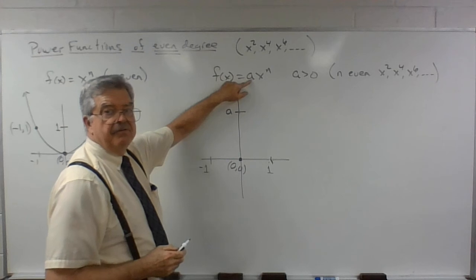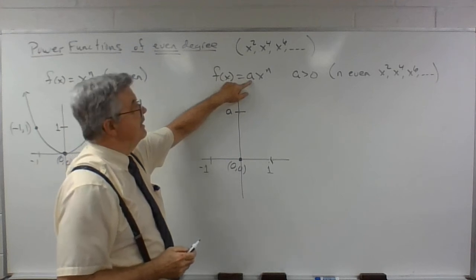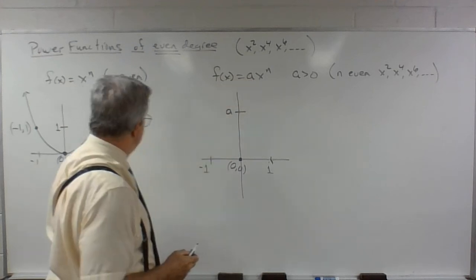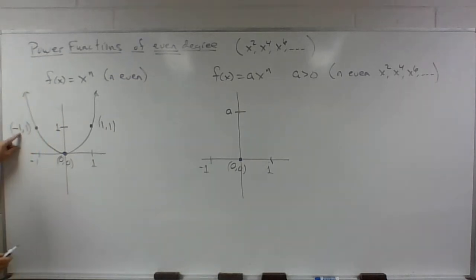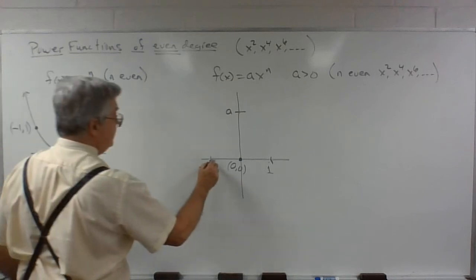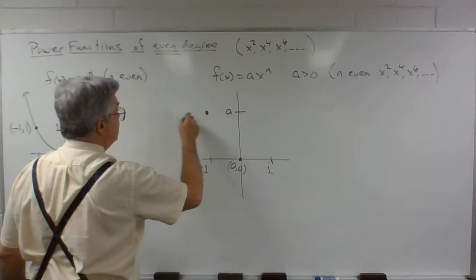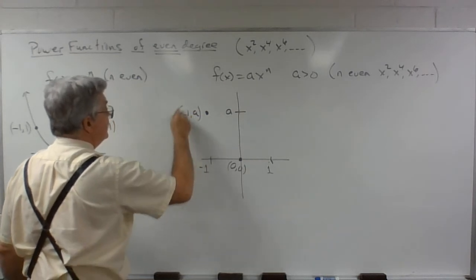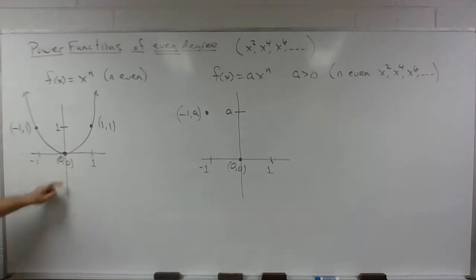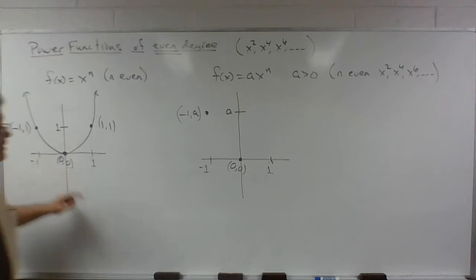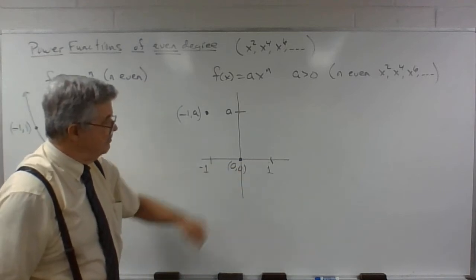Realize what this is. This is a vertical stretching by a factor of a. So in the original graph, the y coordinates all get stretched by a factor of a. A times 1 is a. So (-1, a) is a point on the graph. 0 gets stretched by a factor of a, but 0 times a is 0. So (0, 0) is a point on the graph.